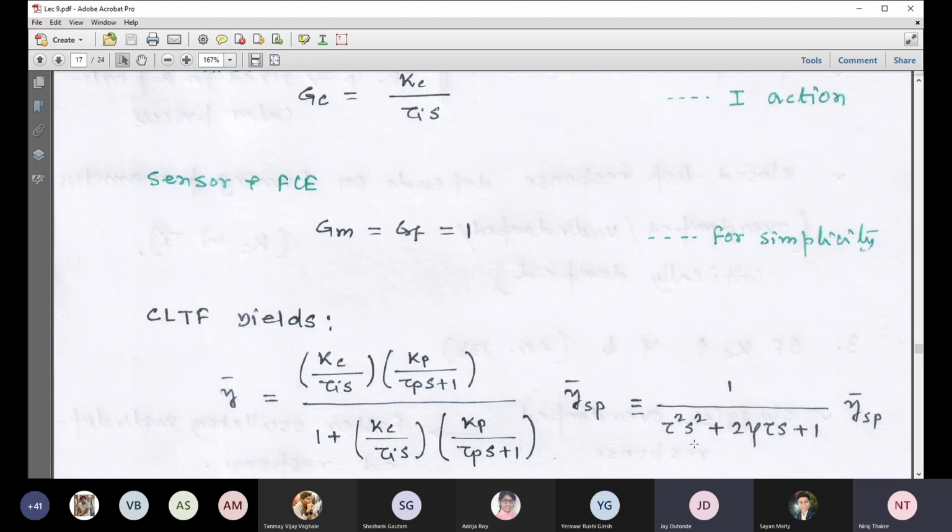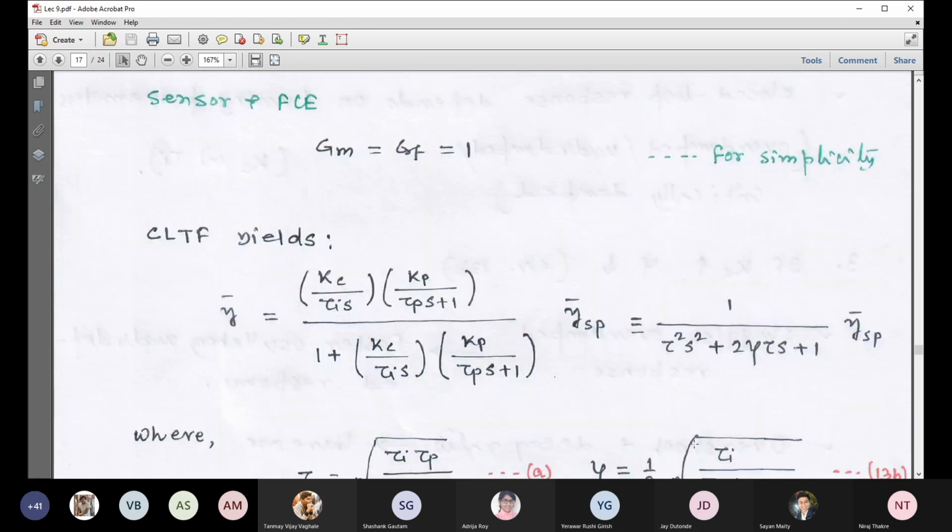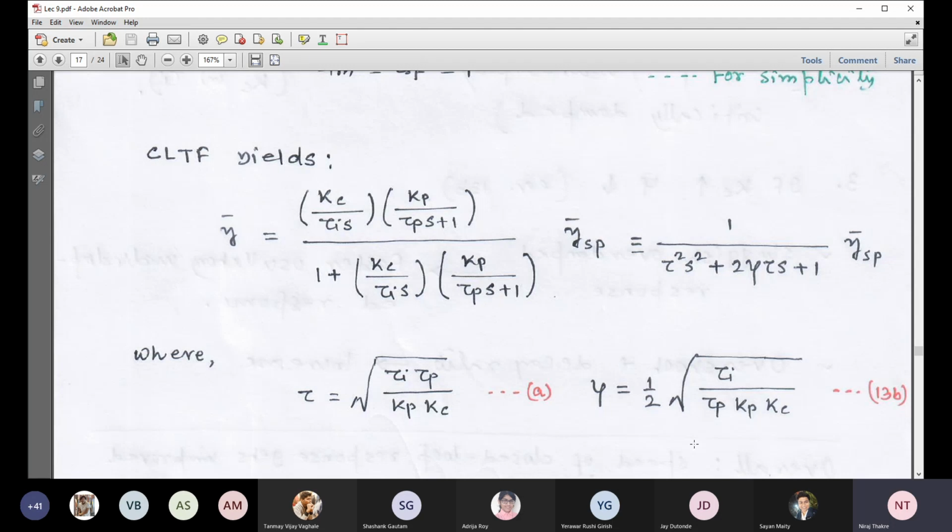Yes. What's the roll number? 19CH30008. Correct. And what about zeta? Sir, it is tau under root over tau I by 4 tau p Kp Kc. Correct. What's your roll number? 19CH30019. You can match with these expressions.